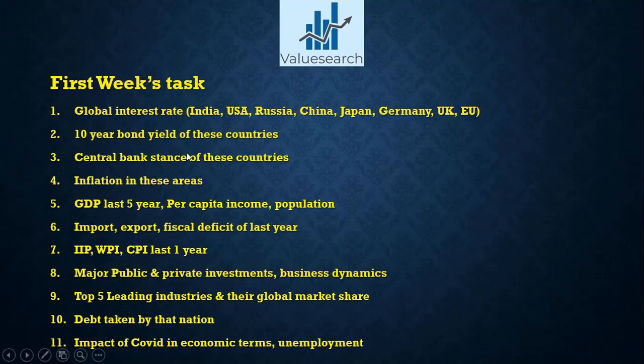Central bank stance of these countries. As you guys know, there are two kinds of things: one is monetary policy and one is fiscal policy, right? Who makes and implements the monetary policy is the central banks, and fiscal policy is made by the government, right? Fiscal policy, in very simple words, is the budget. Monetary policy means the one that comes on a quarterly basis from the RBI, in which the repo rate is increased or decreased, and SLR and CRR are tinkered with a little.